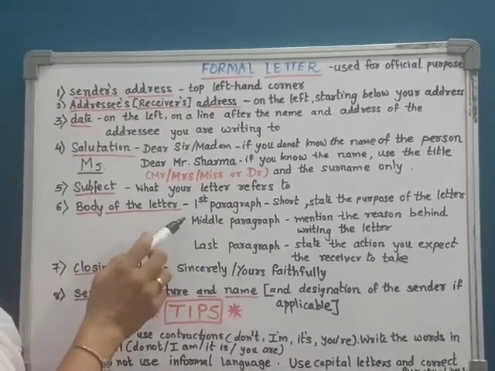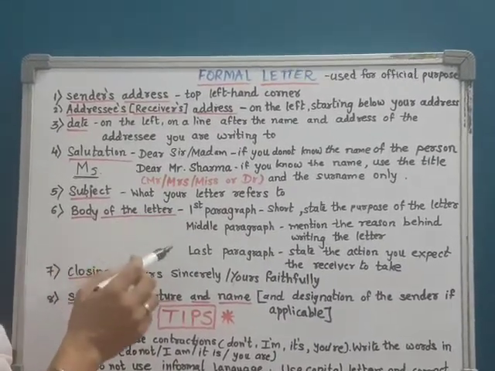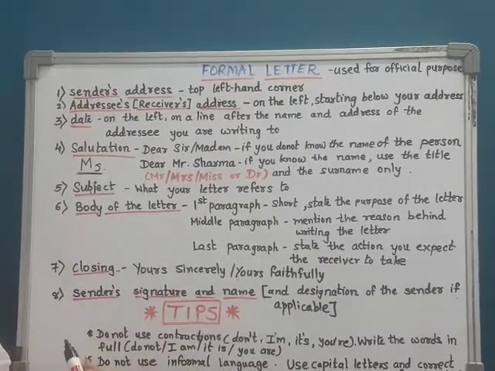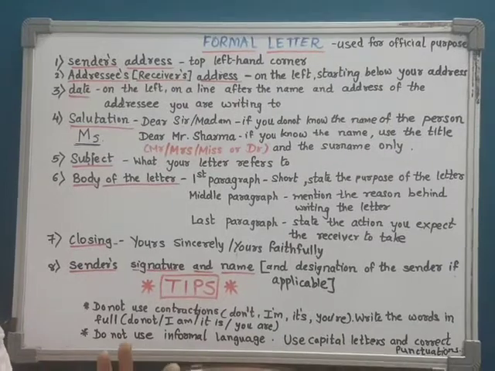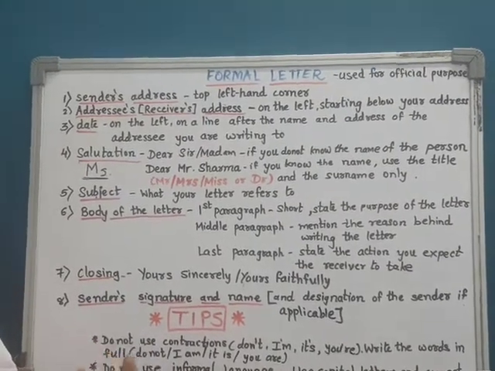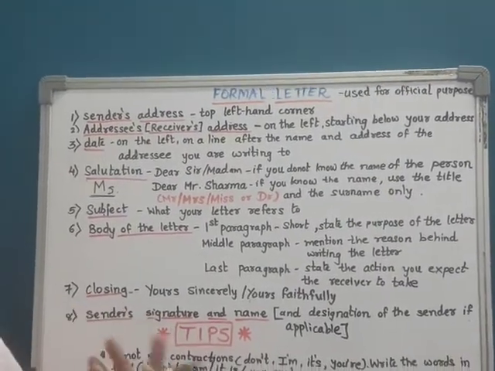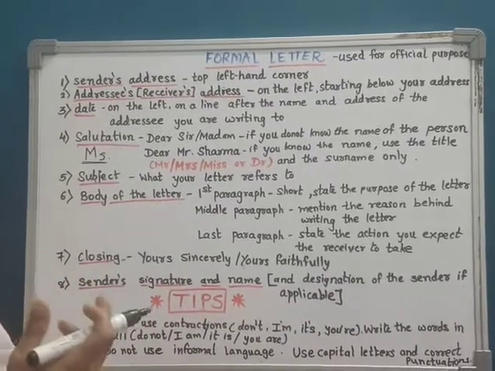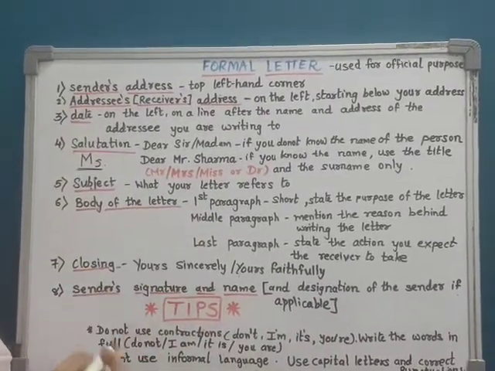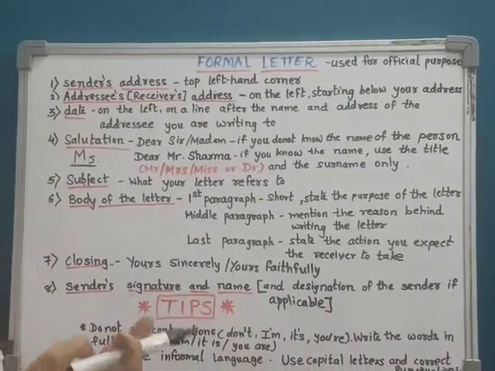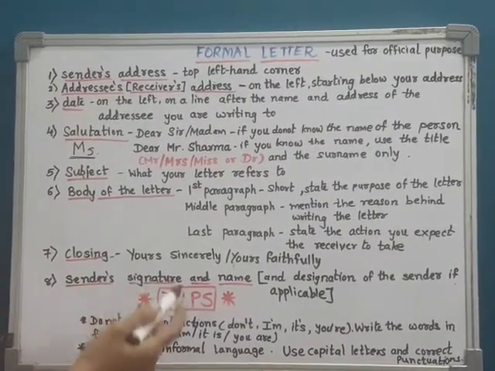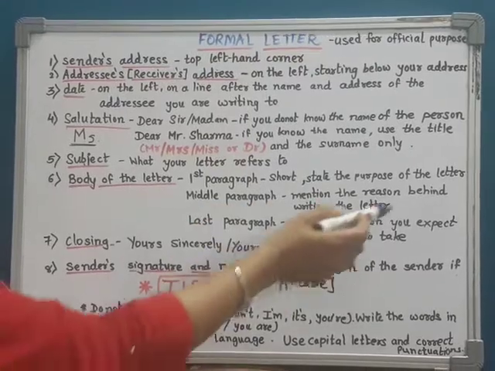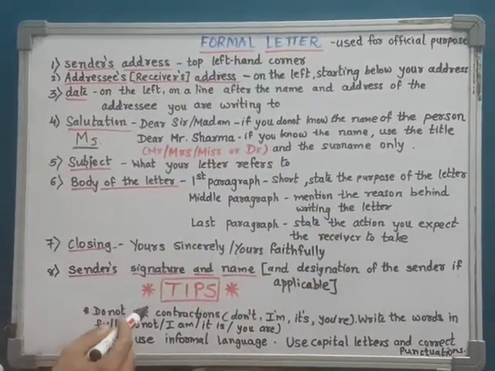Now the middle paragraph mentions the reason behind writing the letter. I am writing to you because, or I will be remaining absent from school on account of my illness. So you are mentioning the reason. Due to, on account of, or because: these are the words that are used for mentioning the reason behind writing your letter.